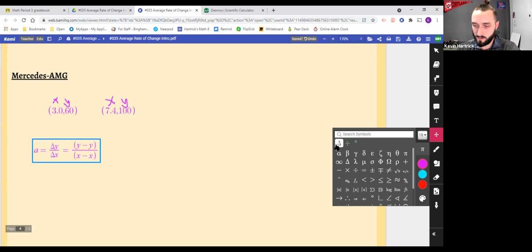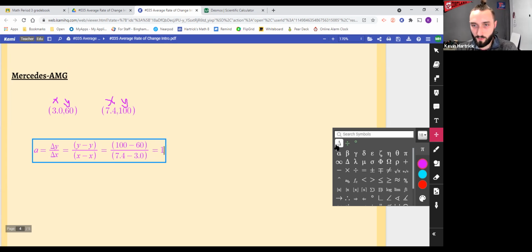X minus X. So starting with the Y values, again, we're comparing the same Y values, so it makes sense that we just keep doing 100 minus 60. It's not always going to be the case that every single Y value is the same, but in this particular case, we happen to be looking at specific Y values when comparing these. We're looking at a specific Y value of 60 miles per hour. We're looking at a specific Y value of 100 miles per hour. So that's why these values keep turning up. But the X values are changing, right? We've got 7.4 minus 3.0, okay?